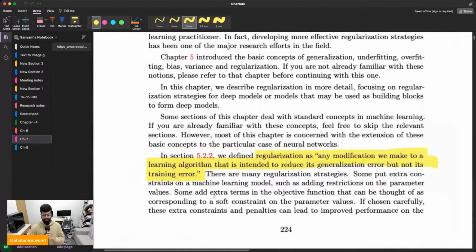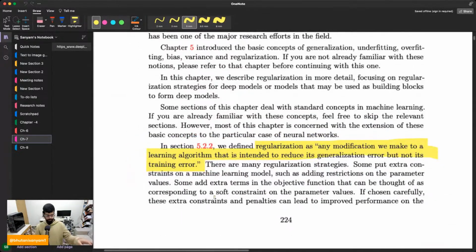Again, in my slides, I had pointed out regularization, and this is the official definition of it: any modification we make to the learning algorithm to reduce its generalization error, but not the training error. So the generalization error refers to the validation error.